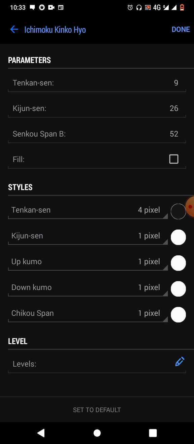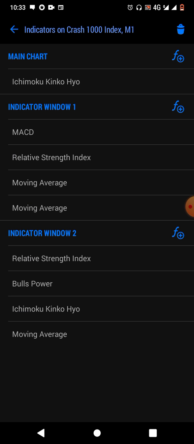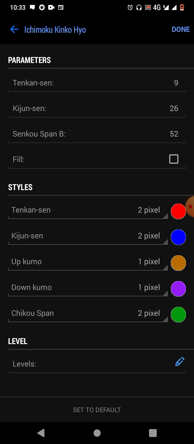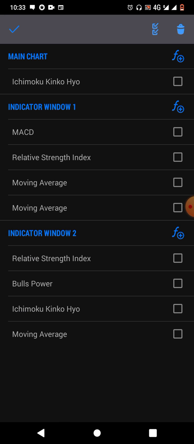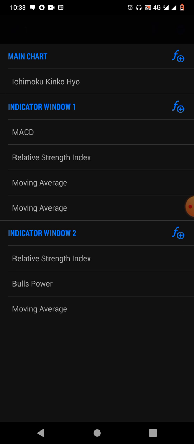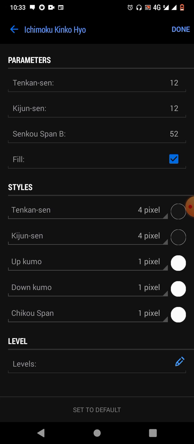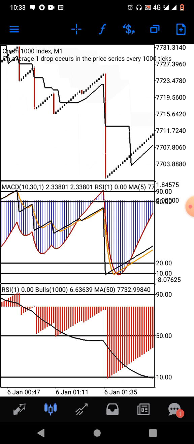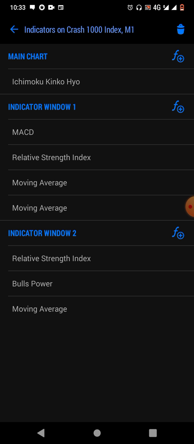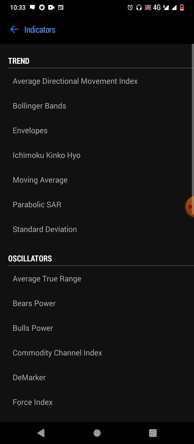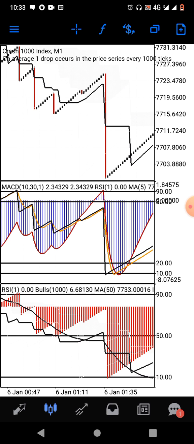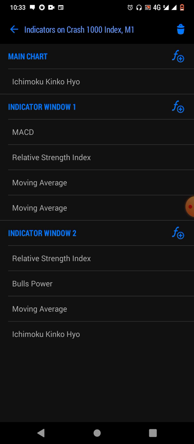Let me just go ahead and delete this one. Right now, what I'm gonna do is I'm just gonna add the Ichimoku now. Okay. So it still maintains the same settings.